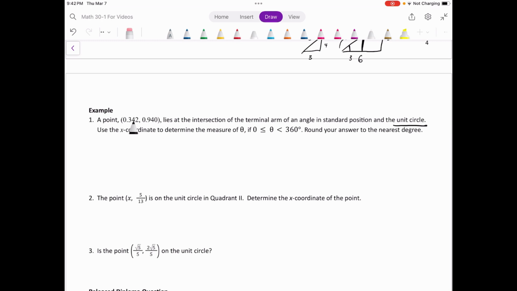So x over r is just x, y over r is just y. Okay, if that point is on the unit circle, then that's the cosine of the, well, if that point intersects the terminal arm of the angle and it's on the unit circle, this must be the cosine of the angle, this must be the sine of the angle.